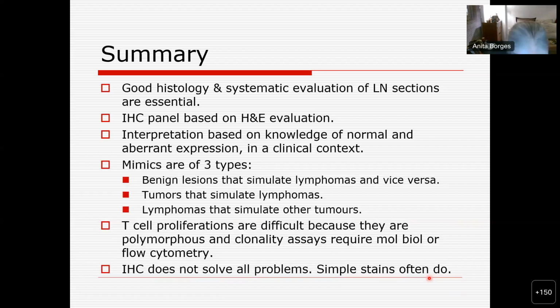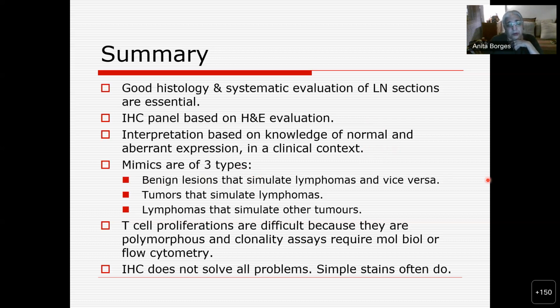Okay, so now this is my last slide, and I'm just going to give you a bird's eye view of what I've said. Okay, you need good histology and systematic evaluation of lymph node sections. Much of this is about lymph nodes because that's what you're going to see. Immunohistochemistry, a panel based on H&E evaluation. You must look for the cells of interest. You just can't apply the immunohistochemistry at random. It has to be done, and you need to know how to interpret this based on normal and aberrant expression, and of course in a clinical context. And there are three kinds of mimics.